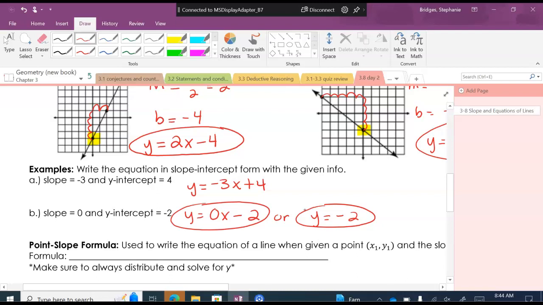Is everybody okay with slope-intercept? You need the two things that are in the name. You need the slope and the y-intercept. That's it. As long as you have those two pieces of information, you can write the equation. So far, so good?